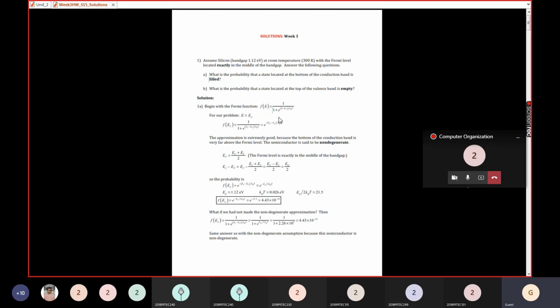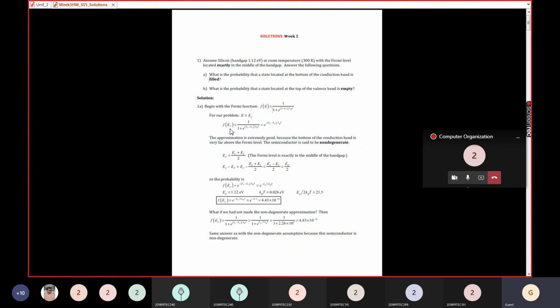So you can see there, E is equal to EC. That's what they have given here. The reason is very simple. EC minus EF will give you the exact values as compared to E minus EF, because they have already told you the Fermi level is located exactly at the middle of the band gap. That's why here we are going to consider E is equal to EC. So directly substitute the formula here in the second step.